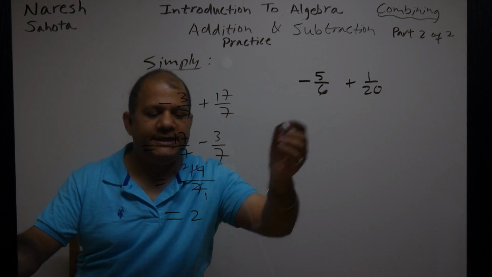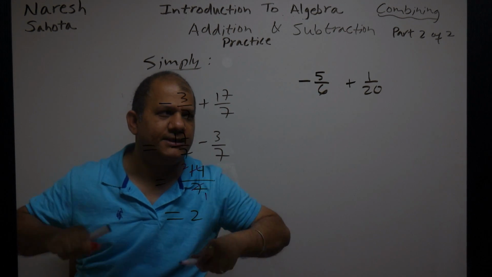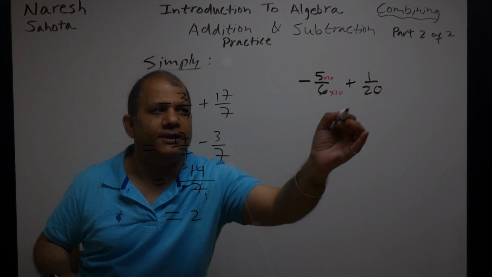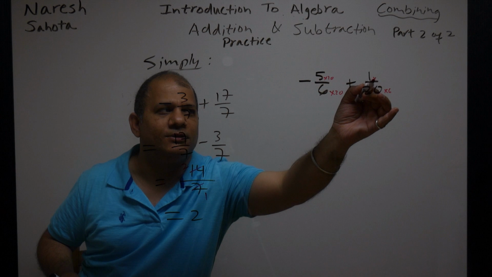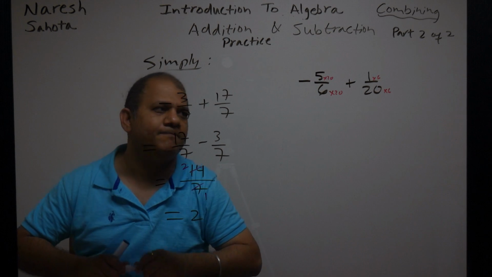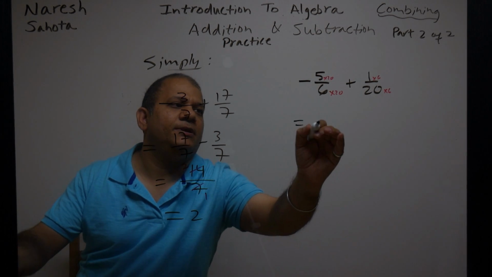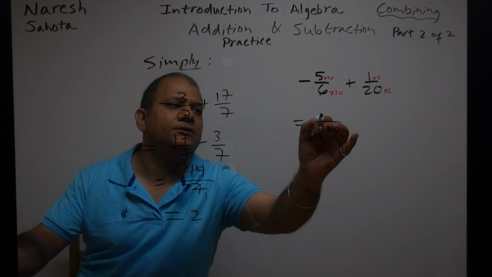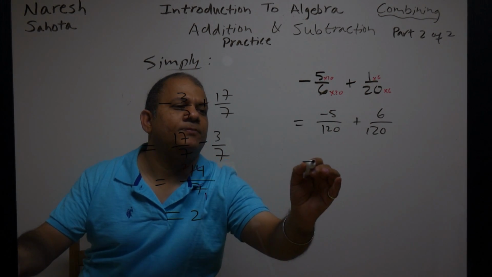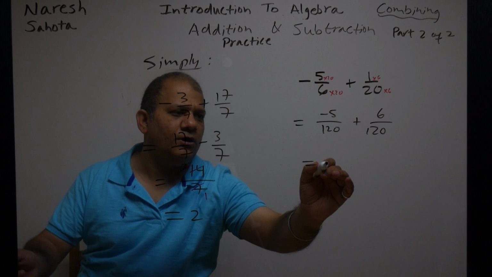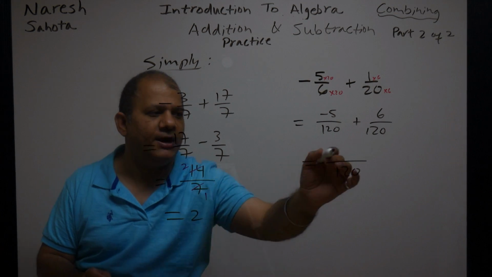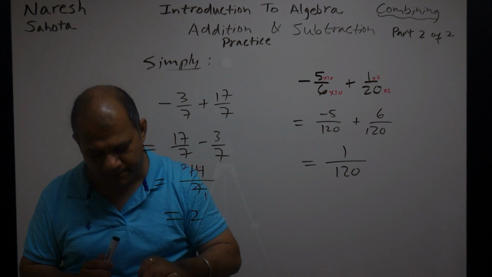So the easiest way, I may make the numbers bigger. I can multiply this by 20, and I'll have to multiply that by 20, and I can multiply this by 6, and I'll have to multiply this by 6. So 6 times 20, 20 times 6, I'll get the same denominator, right? So this will be 6 times 20 is 120, so that's negative 5, plus 1 times 6 is 6. When we add this, all over 120, negative 5 plus 6, that's 1 over 120.